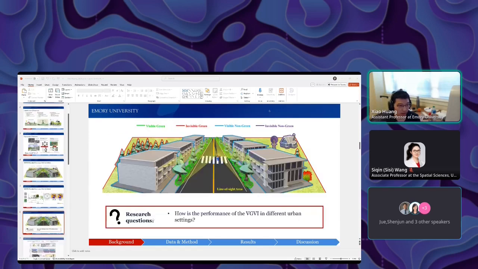And in this little experiment, our question is very simple. Since those simulation models were developed many years ago, how do they actually perform, right? This is the question we're trying to answer. And what are the performances of the simulation models in different urban settings?